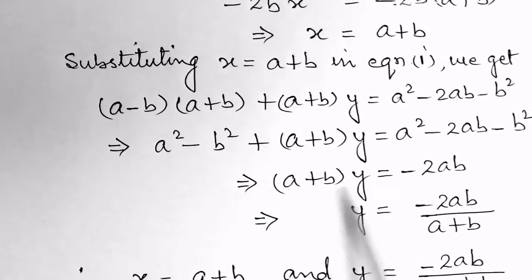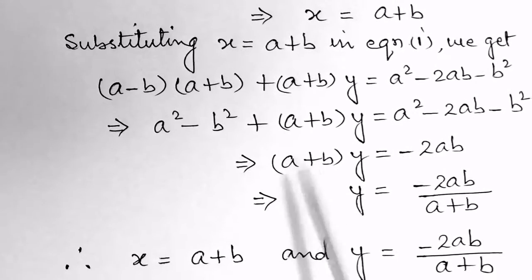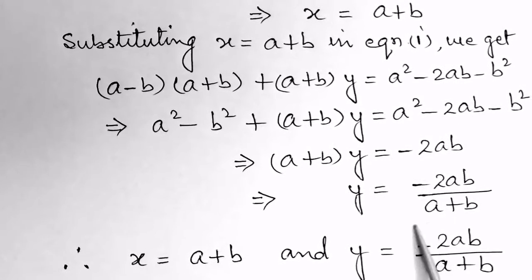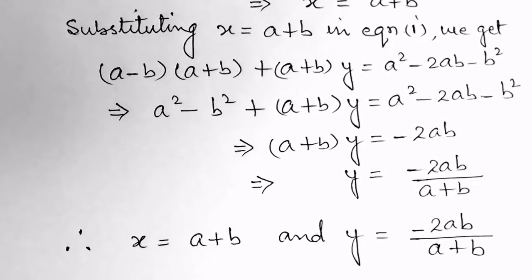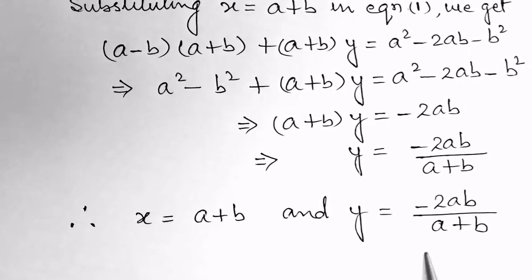So I am left with (a plus b) into y is equal to minus 2ab. So y is equal to, transpose this (a plus b) to that side, so minus 2ab over (a plus b). Therefore x is equal to a plus b and y is equal to minus 2ab over (a plus b).